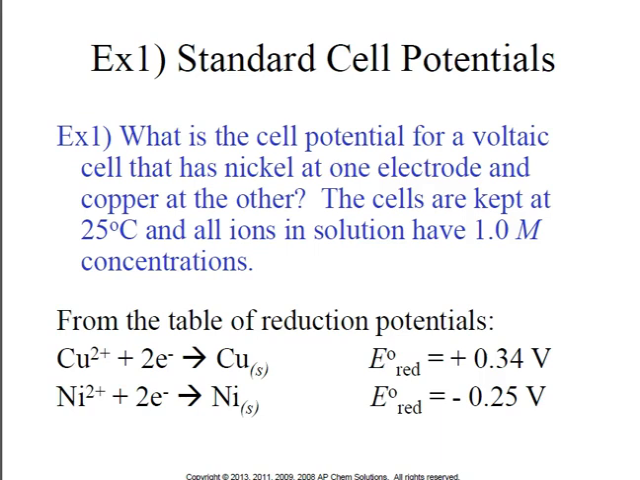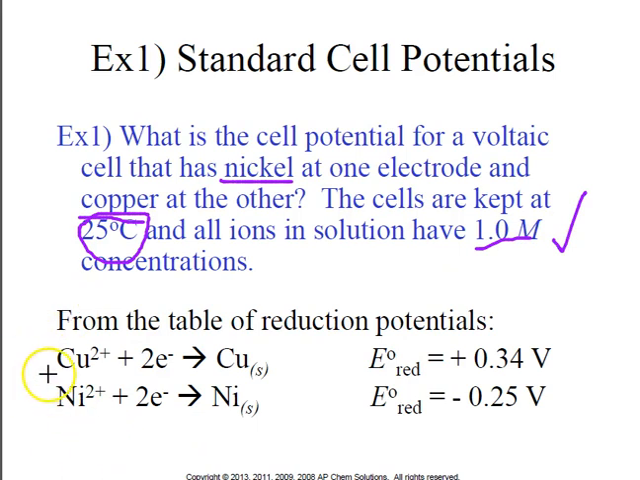Alright, so the question here is, what is the cell potential for a voltaic? That's another word for galvanic cell. It has nickel at one electrode and copper at the other. They're at 25 degrees Celsius and 1 molarity, so standard.